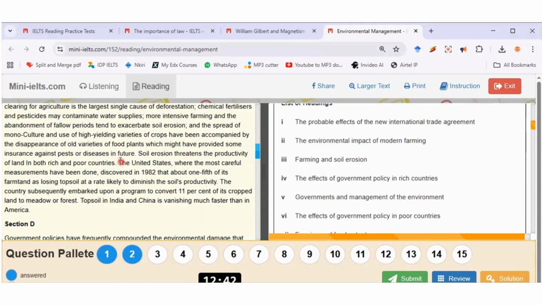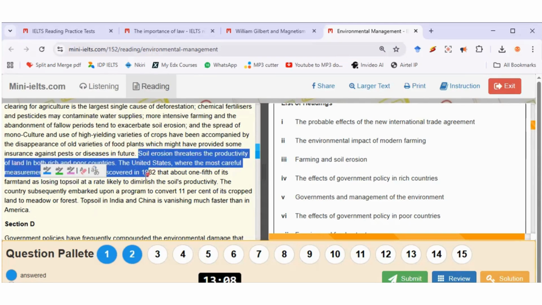Now look at it. The United States, where the most careful measurements have been done, discovered in 1982 that about 1/5 of its farmland is losing topsoil at a rate likely to diminish the soil productivity. This thing here, losing topsoil, that's what? That's another word for erosion, soil erosion. Soil erosion means you are losing topsoil. Can you see soil erosion is showing up again? Right from this point, we are seeing soil erosion.